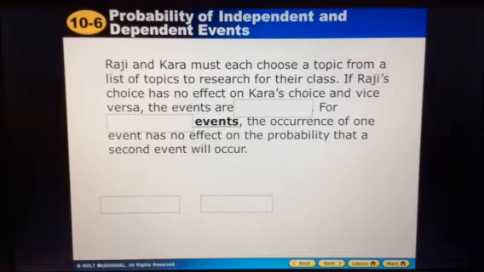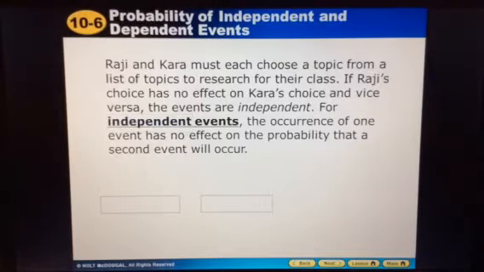Alright, so Raji and Kara must each choose a topic from a list of topics to research for their class. If Raji's choice has no effect on Kara's choice, and vice versa, then the events are going to be, which vocabulary term do you think? Independent. For independent events, the occurrence of one event has no effect on the probability that a second event will occur.